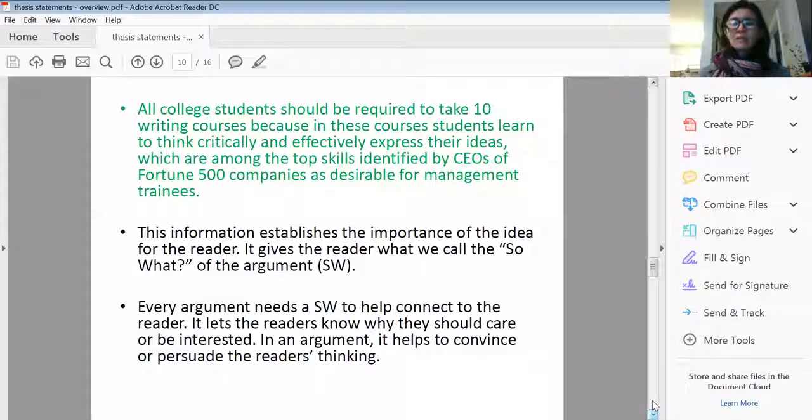And every argument needs a so what to help connect to the reader. It lets the reader know why they should care or be interested. In an argument, it helps to convince or persuade the reader's thinking. So I have added that information.